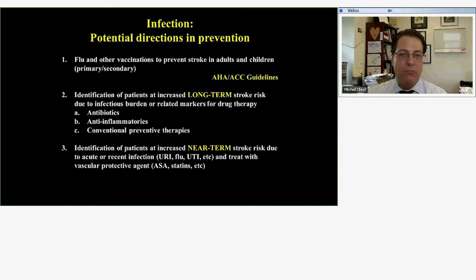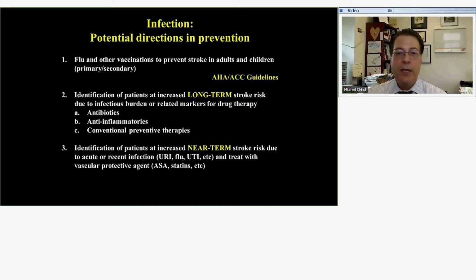So, according to U.S. guidelines now, people with heart disease or cardiovascular disease should get flu vaccine, not just to prevent the flu, but to prevent the cardiovascular complications that can follow that. So again, no clinical trial has proven that very well, but that's in our current guidelines. So that's the first anti-infective strategy to make its way into treatment recommendations.